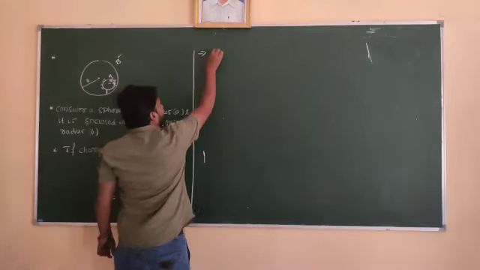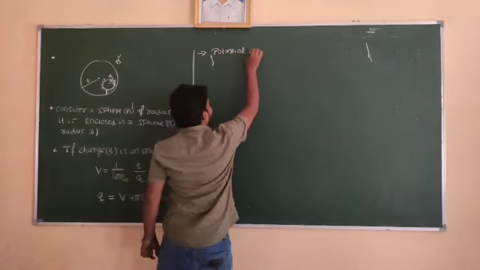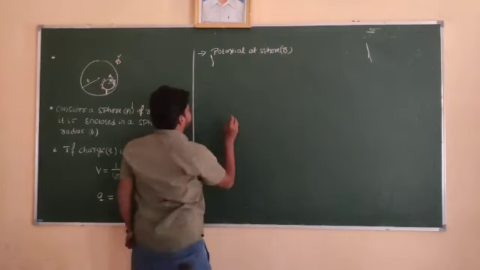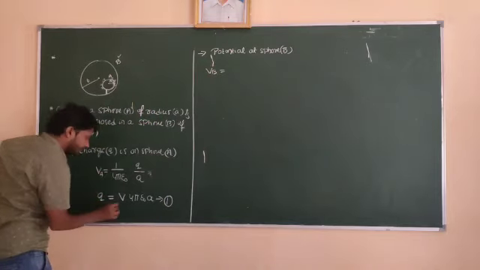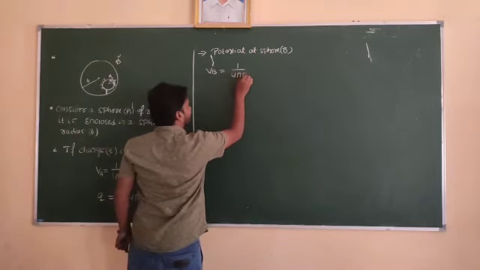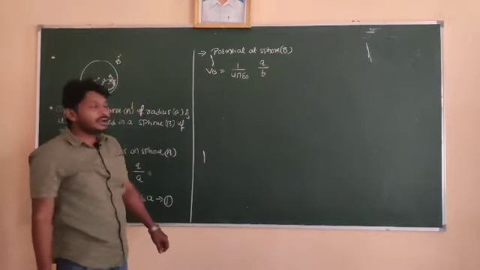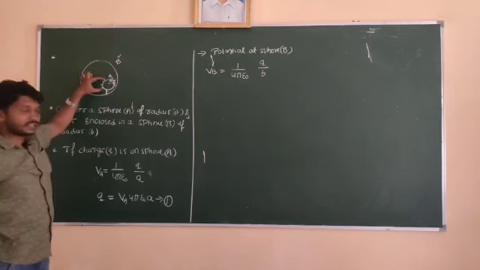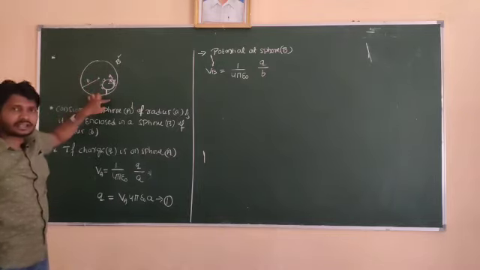Then the potential at sphere B, I will consider. V of A is the potential at sphere A, and V of B is equal to 1 by 4 pi epsilon naught Q by b. Look here, what is the potential at that surface B? Charges are flowing from surface A to surface B, so on the surface of sphere B, charges are getting accumulated.